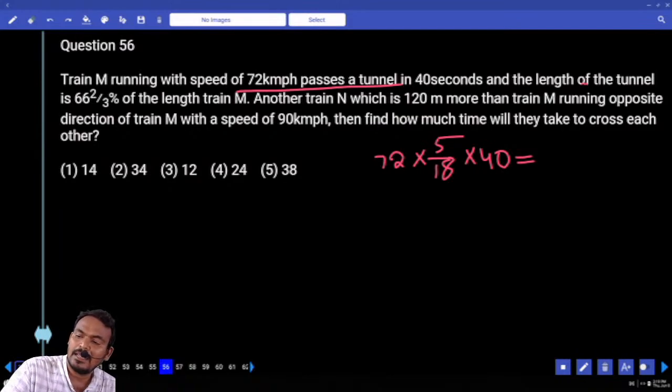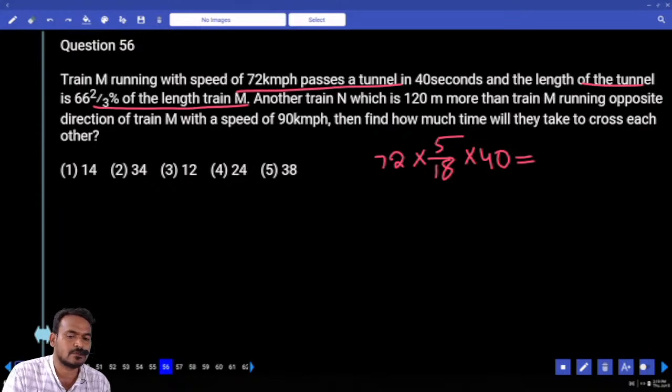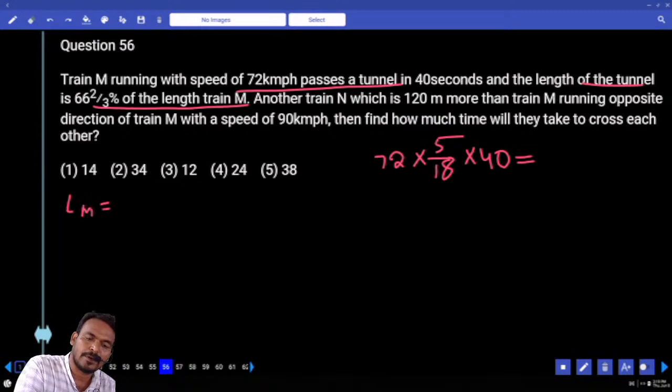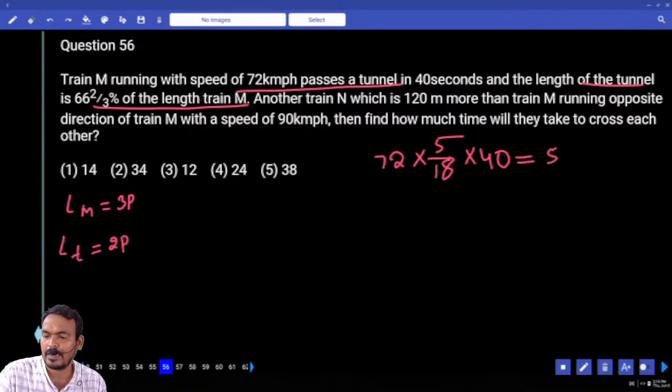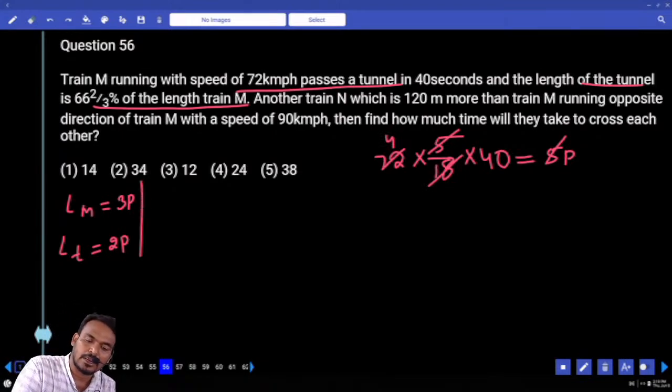And here tunnel length is 66 2 by 3% of which one? Train length. 66 2 by 3% means 2 by 3. Means length of the train M is how many parts? 3 parts. Length of the tunnel is how many parts? 2 parts. What is the total distance? 5 parts. Both sides 5 get cancelled. 18 how many times? 4 times. 4 into 40, 160. Then length of the train M is 480. Next, length of the tunnel is 320.